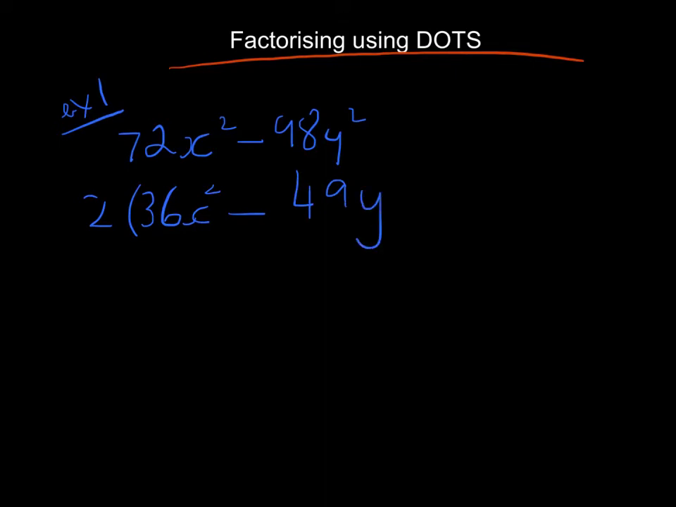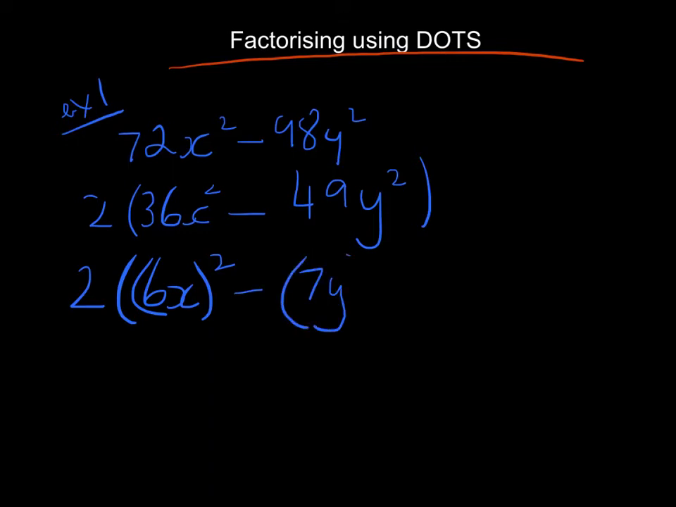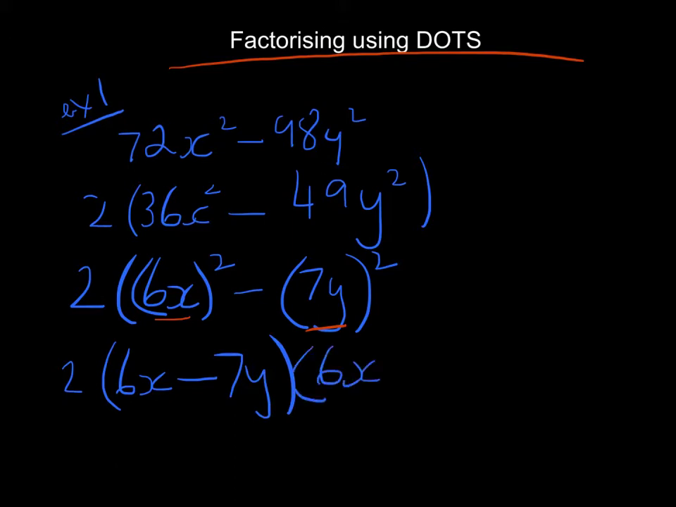Now you should be able to tell me that those are the squares of two numbers. So technically, I've got (6x) all squared minus (7y) all squared. Now, whatever's inside those last brackets, those are my two squares. So I can just simply leave the 2 on the outside, and I'm going to have 6x minus 7y, and then 6x plus 7y, first term minus second term and first term plus second term. That's how you factorise it.